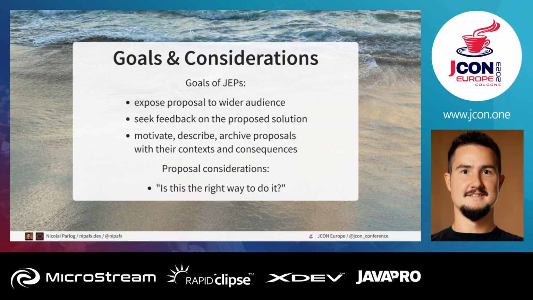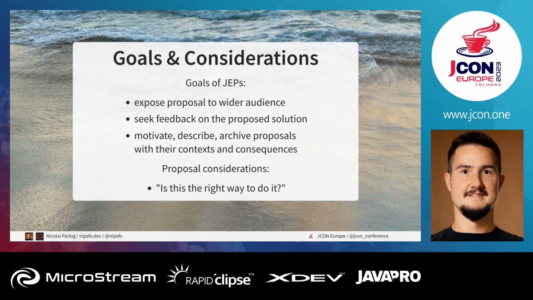So the goals of these JEPs is to expose the proposal to a wider audience and to document how it got there. Again, at this stage, it's somewhat mature, right? At the bottom, the question is: is this the right way to do it? So it's already decided that this should probably be done and what the problem was. The goal here is to seek feedback on the proposed solution so that you can read through that and think what that would mean for your code base. Would that work? What changes might have to be made? And as I said, to motivate, describe, and archive it so that you can later track these decisions down and see why they were made the way they were made.